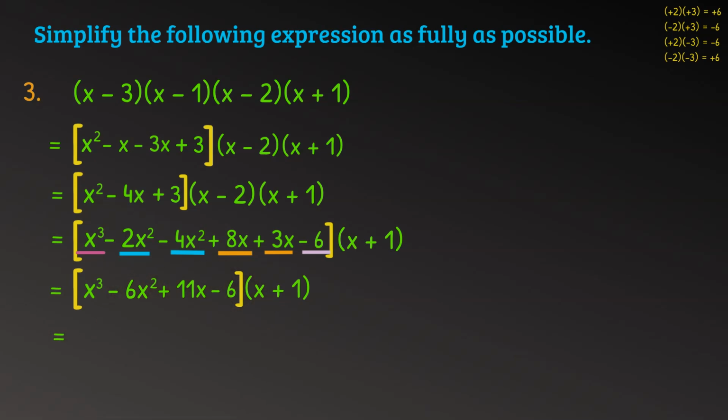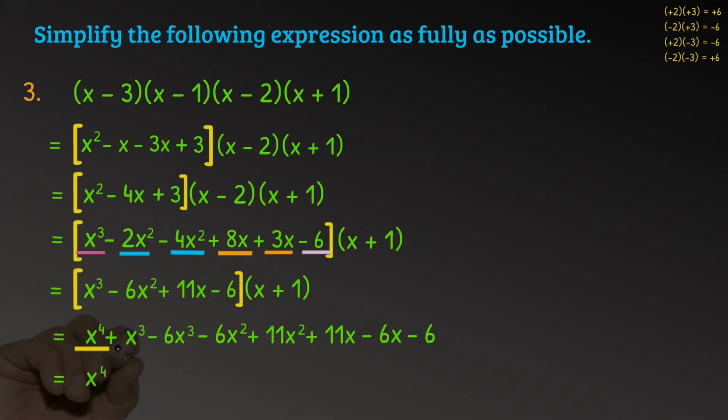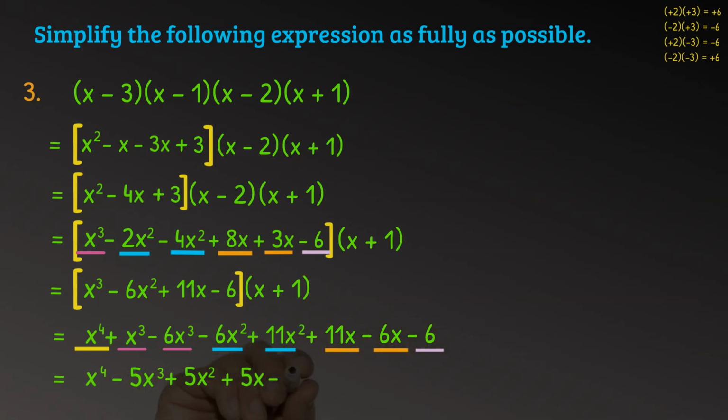Then multiplying this out with the final bracket x plus 1 gives us x to the power 4 plus x cubed minus 6x cubed minus 6x squared plus 11x squared plus 11x minus 6x minus 6. And then combining similar terms to get to the final answer, we have x to the power 4 minus 5x cubed plus 5x squared plus 5x minus 6.